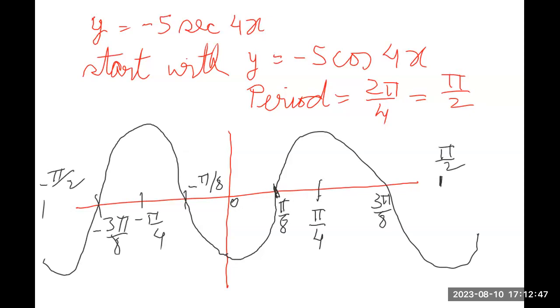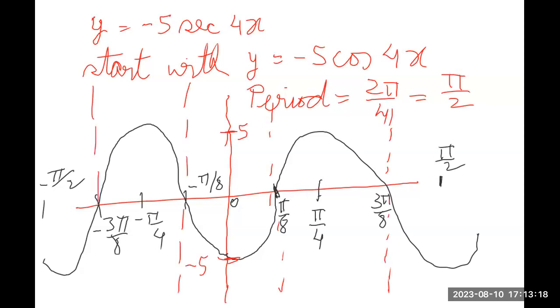And then you draw the vertical asymptotes at all the x-intercepts. Oh, also the amplitude is 5. So this would be 5 and -5. And then you draw the vertical asymptotes at the x-intercepts. And then you complete the graph, which I'm going to draw in blue.